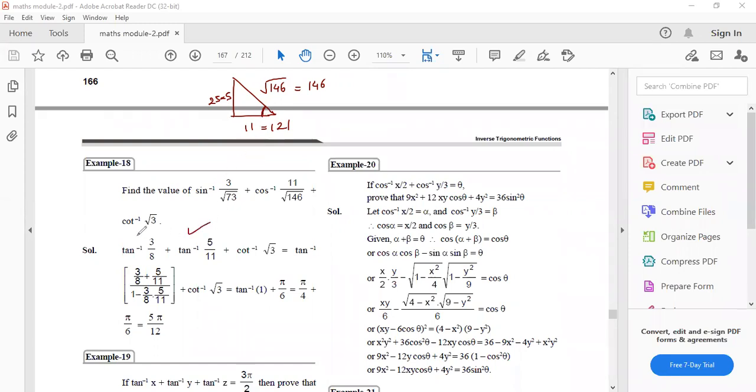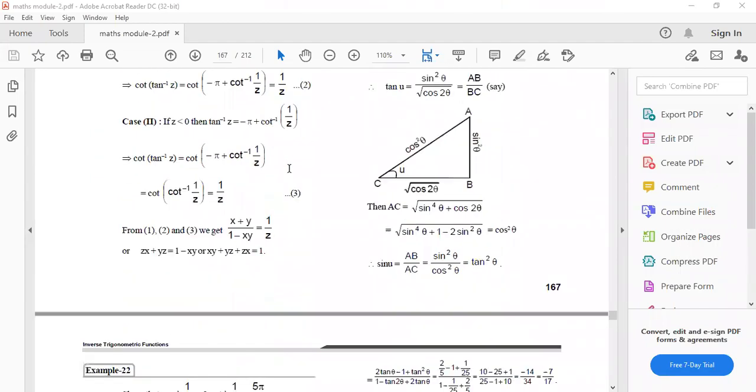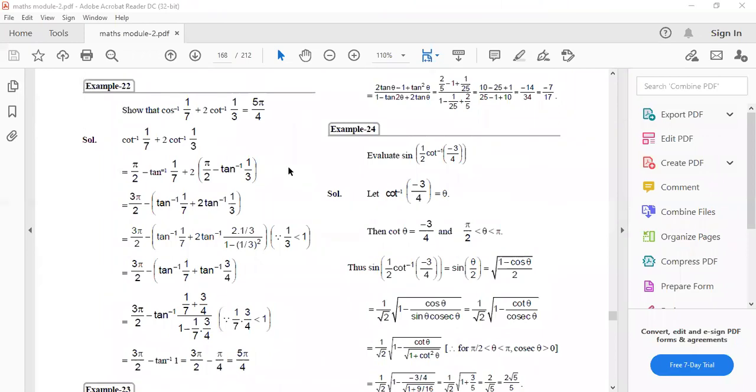Yes? Do you agree with this? And cot inverse root 3 will be simply tan inverse 1 by root 3. Or straight away you can use the value of cot inverse root 3 as pi by 6. I hope you have understood this. Same kind of questions.